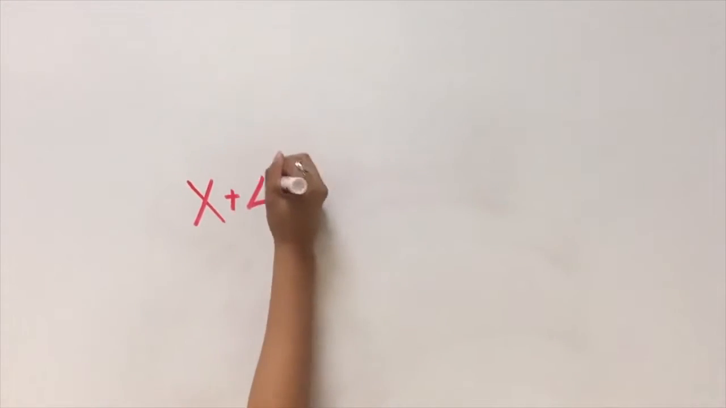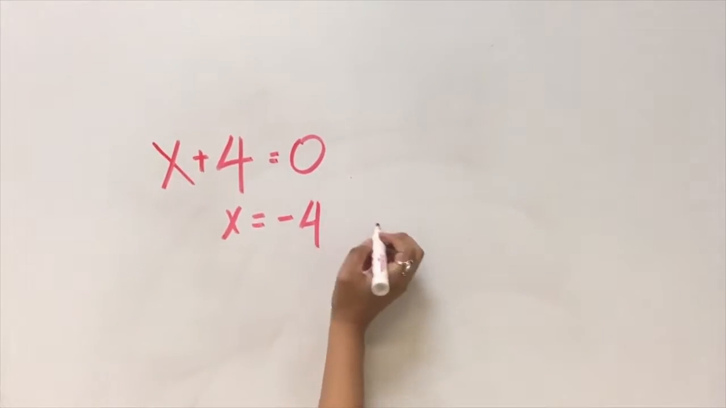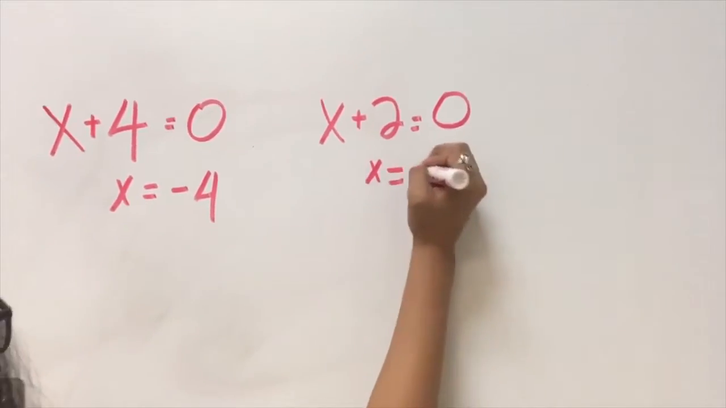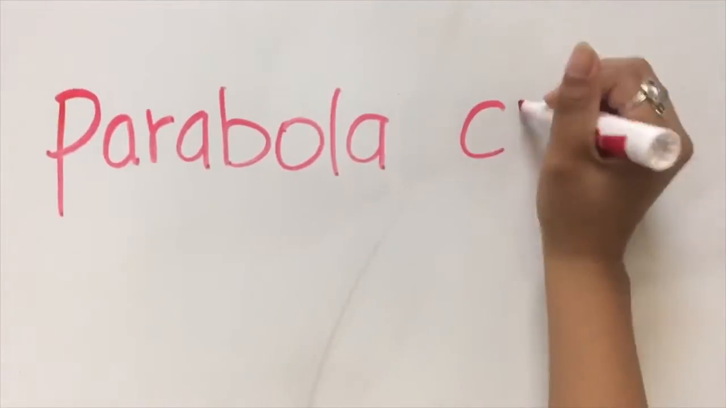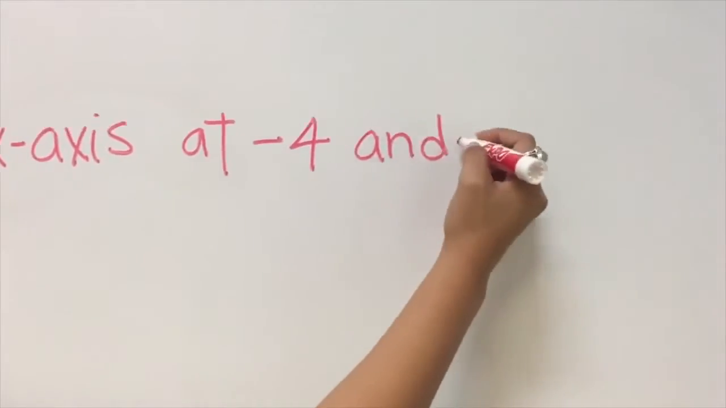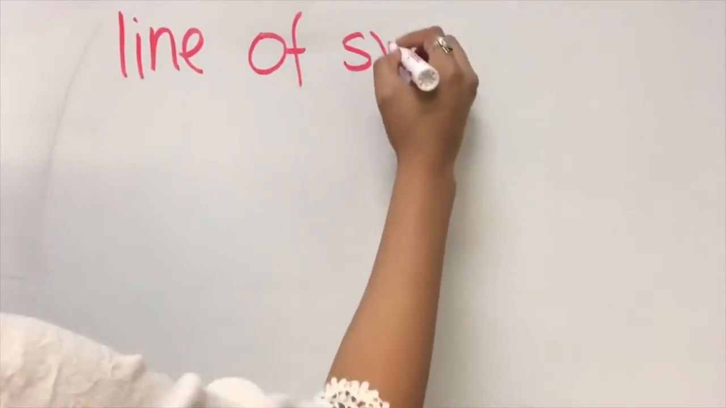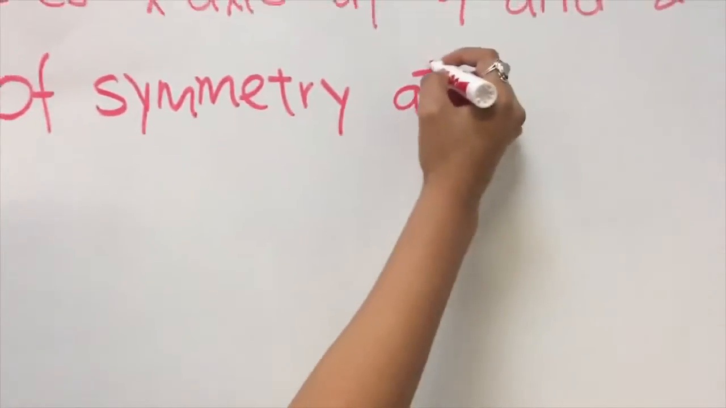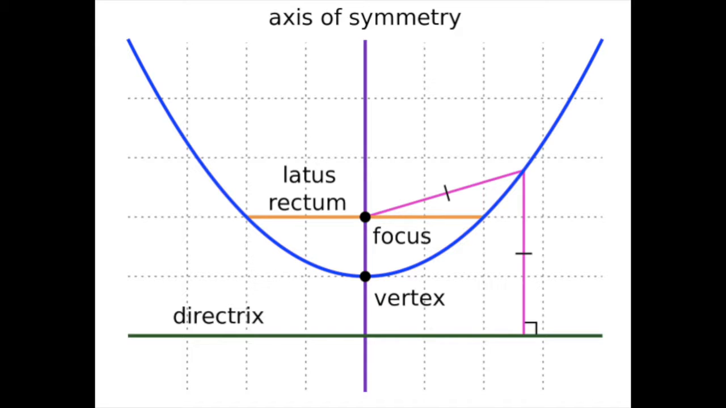This factored form tells us that the equation has a value of 0 when x plus 4 equals 0, when x equals negative 4, and when x plus 2 equals 0, when x equals negative 2. So, the parabola crosses the x-axis at negative 4 and negative 2. But, since the parabola is symmetric, the line of symmetry must be halfway between these 2 points at x equals negative 3. This tells us that the x-coordinate of the vertex is negative 3.